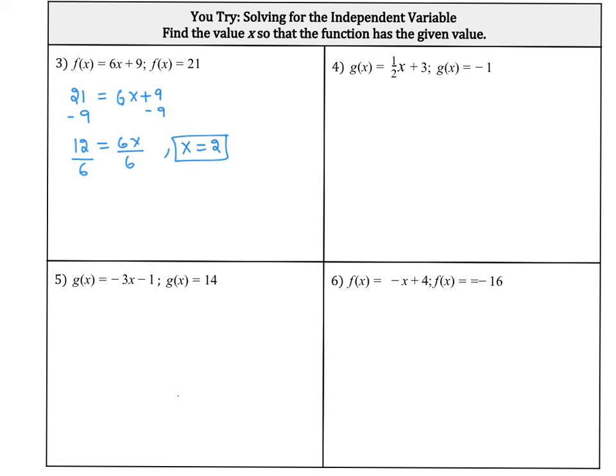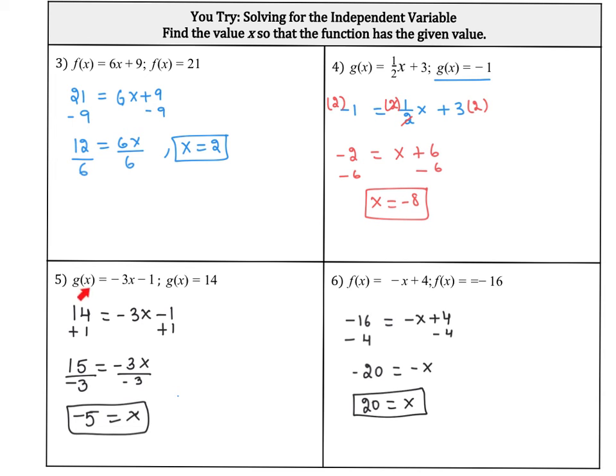For number 4, you're going to use g(x) as negative 1 and solve for x. To remove the 2 from the bottom, you're going to multiply each term by 2 and that will cancel the 2 from the bottom. So you get negative 2 equals x plus 6, and then subtract 6 on both sides, x equals negative 8.